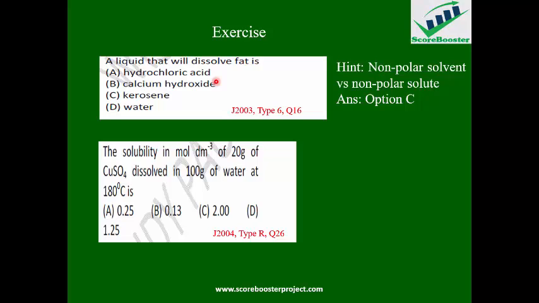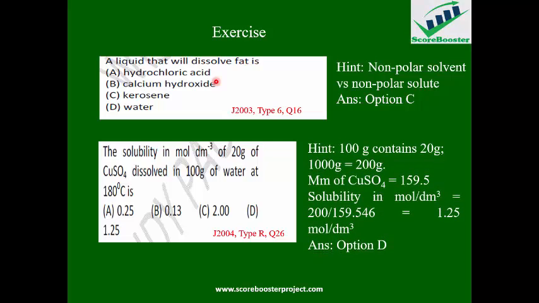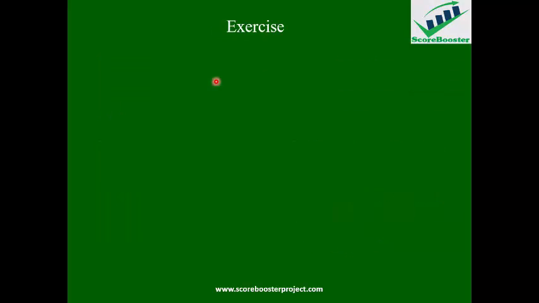If 100 grams of water can dissolve 20 grams, that means 1000 grams can dissolve 10 times that, which is 200 grams. So we look for the molar mass of copper, sulfur and oxygen. If you do that, you are going to get 159. So dividing 200 by 159, we are going to get 1.25, and this is the solution. Just look at it and compare your answer with this one.